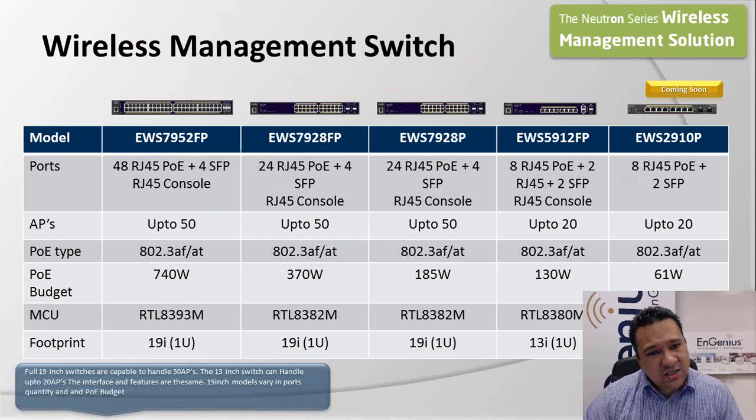All the switches have the same functionality and features. The only difference is the management capacity, which is either 50 or 20, and for the rest, the PoE budget and the quantity of ports are different. Like I said, the 19-inch switches have a capacity of 50 access points, and the smaller switches can manage 20 access points. For the rest, the ports and the power budget are different.